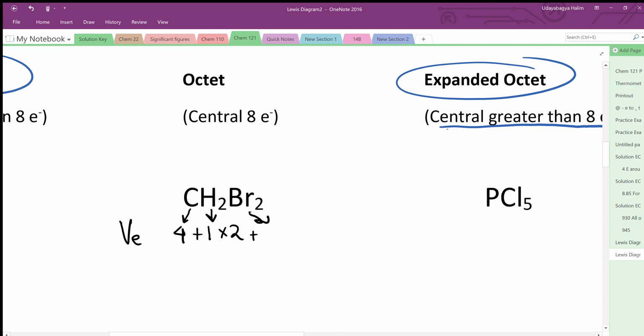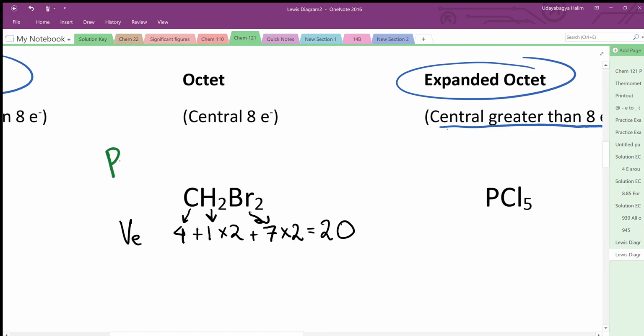If you look at bromine on the periodic table, it's in group 7. So each of these bromine would have 7 electrons, and there's 2 of them. So if we simply count the total number of electrons, we have 4 plus 2 plus 14, so we have 20 electrons in total.